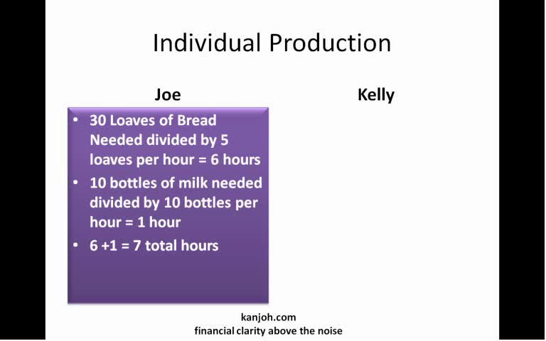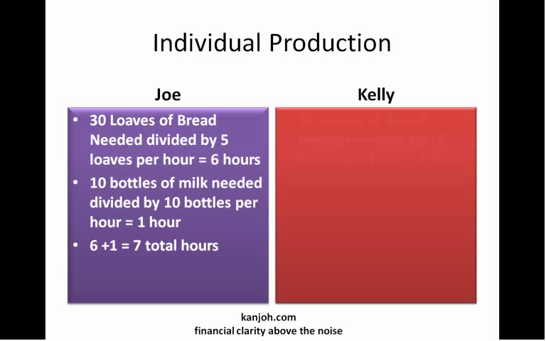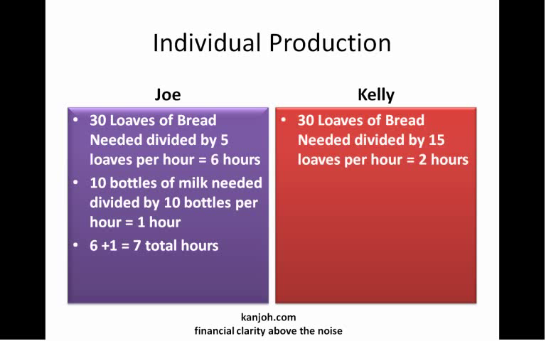Now, let's look at Kelly. Kelly produces bread a lot faster, so she also needs 30 loaves of bread, but here she will divide it by 15 loaves per hour. It'll only take her 2 hours to make the bread, but she is slower at producing the milk.